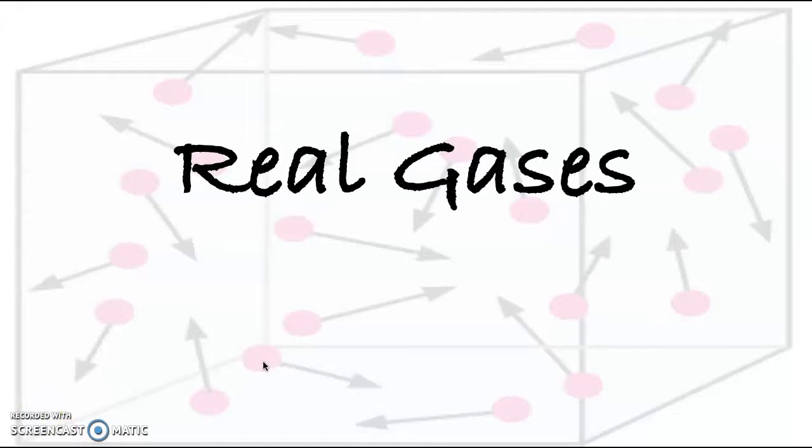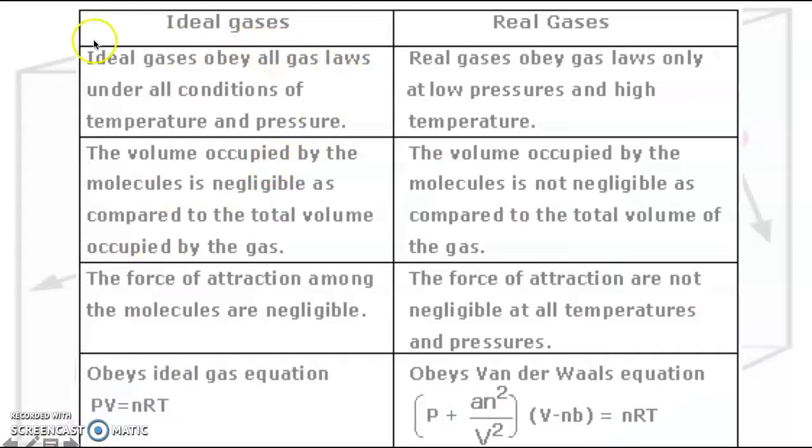All right, now that we have talked a little bit about general gases and ideal gases and their assumptions, let's talk about real gases because this is the real world, right? So ideal gases obey our gas laws under all conditions of temperature and pressure. Well, we know that is not the real case, right? There's no ideal gas. Real gases obey the gas laws pretty much just like an ideal gas when they are at low pressures and high temperatures. So when they're moving very fast and they're very far away from each other, their behavior is a lot more predictable, much more like an ideal gas.